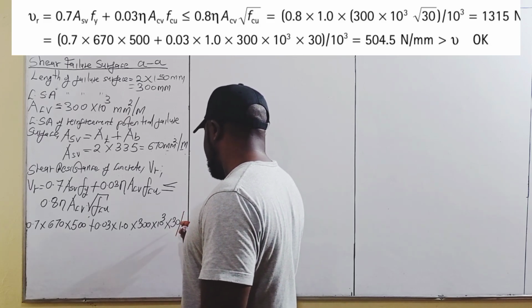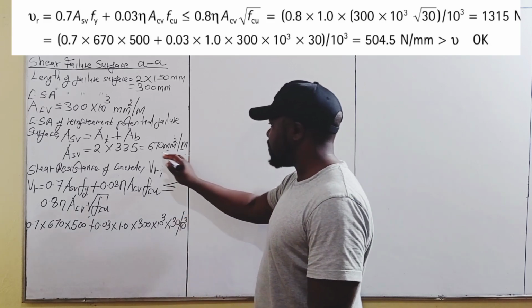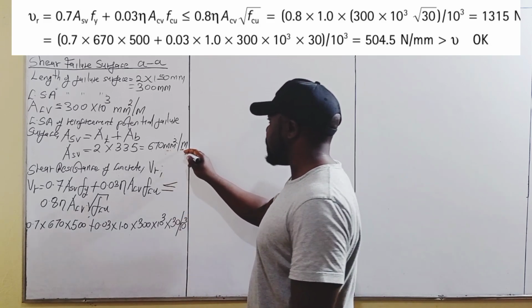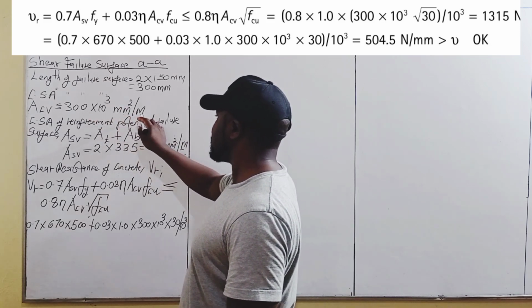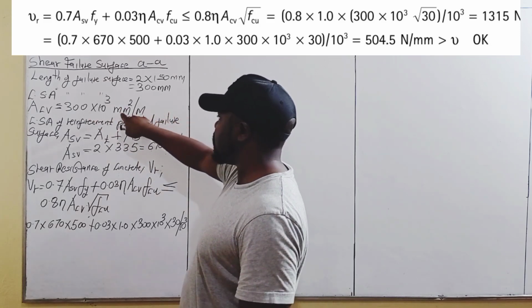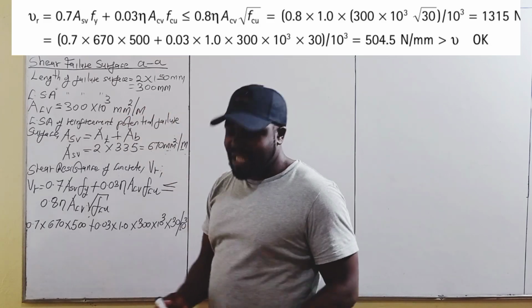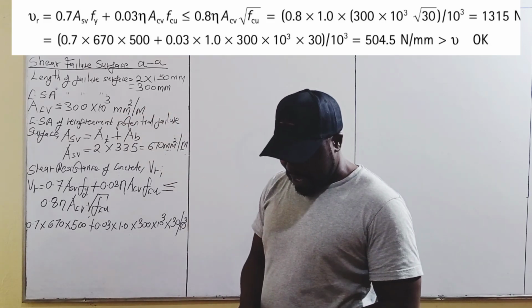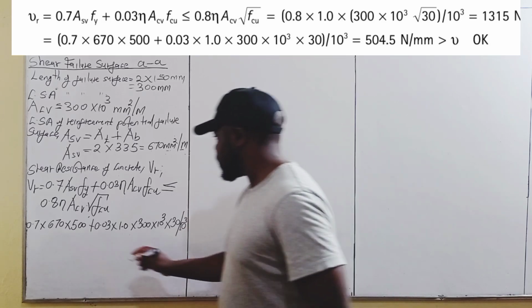We are going to divide the whole of this calculation by 1,000. The reason being, we have 670 square millimeters per meter. We have 300 times 10 raised to the power of 3 square millimeters per meter. We need to convert square millimeters per meter to square millimeters per millimeter. 1 meter is equivalent to 1,000 millimeters, and therefore 10 raised to the power of 3.